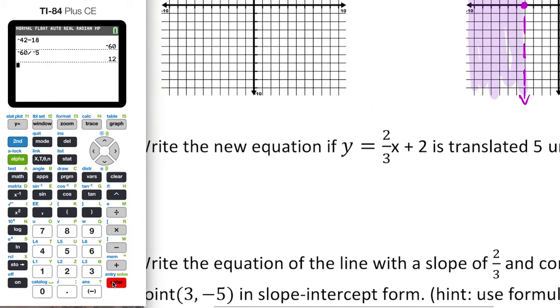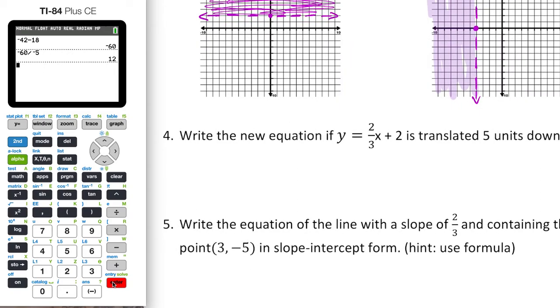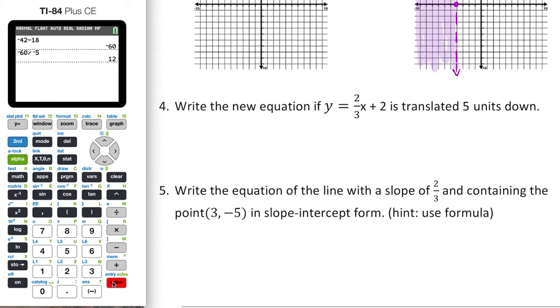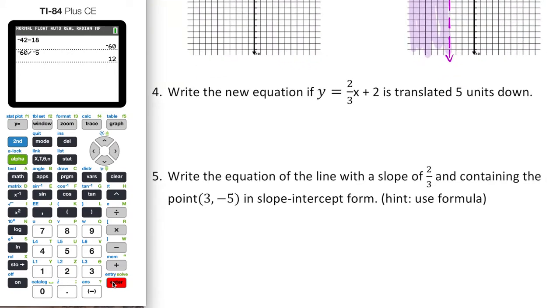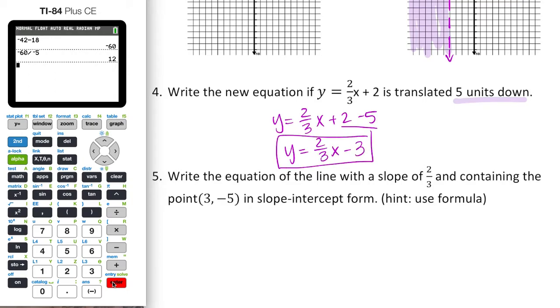All right. Number 4. It says write the new equation if y equals 2/3 x plus 2 is translated down 5 units. Down 5 units just means that we're going to subtract 5 from our y-intercept. So plus 2, and we're subtracting 5. Since these are our like terms, our new equation is going to be y equals 2/3 x minus 3. So that is your final equation.